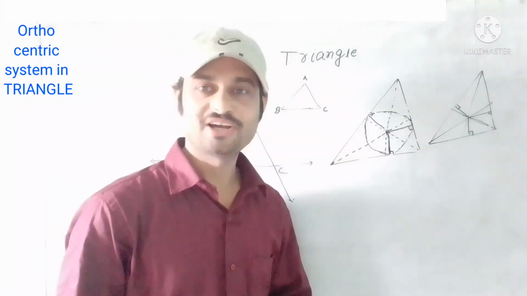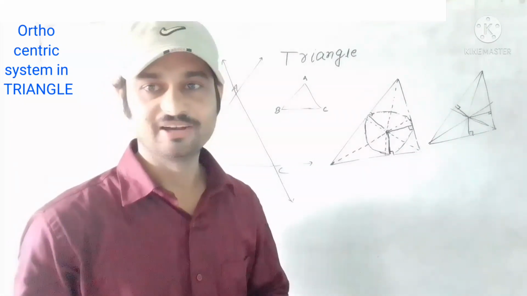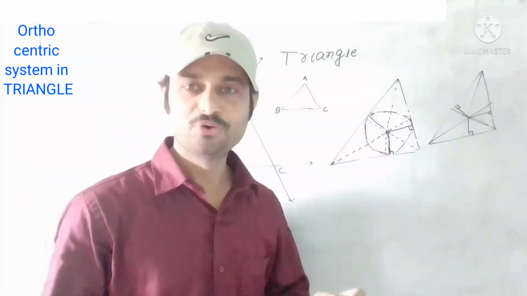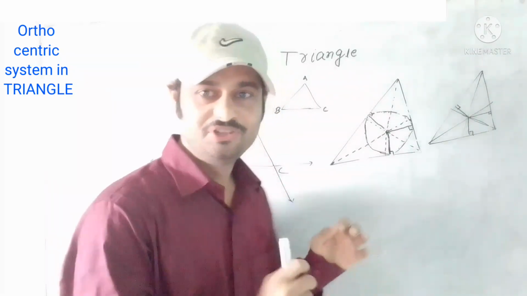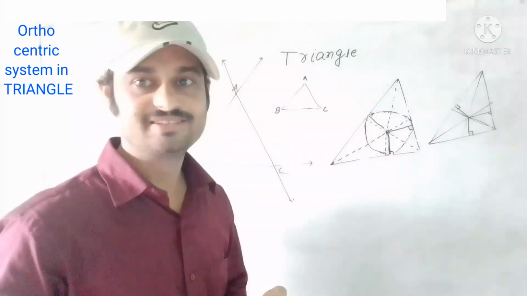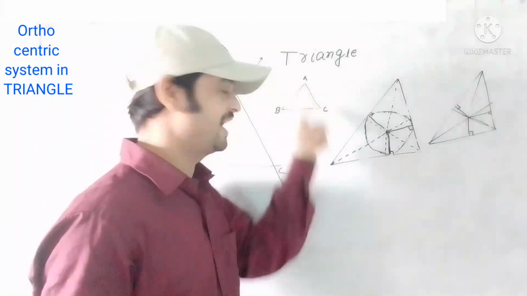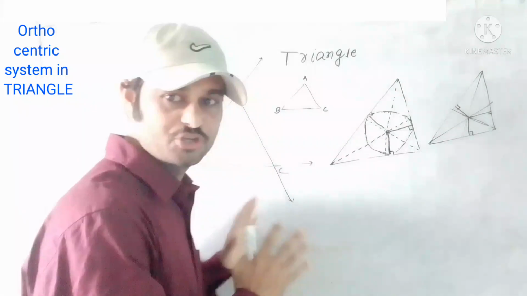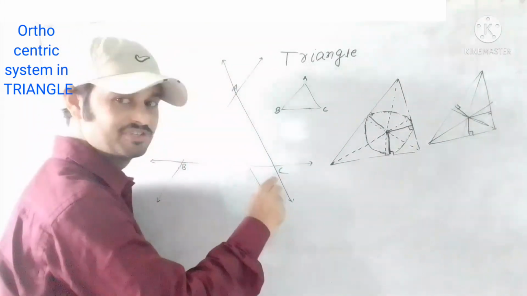Let us start the most important concepts related to a triangle. In a triangle, we know that there are three sides. I assume these three sides as lines. Here in this figure, the sides are AB, BC and AC. I assume these sides as lines AB, AC and BC.